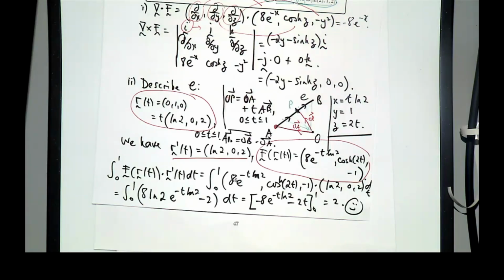Okay, so a little bit long, but as long as you keep track of everything, there's three important things: the parameterization, the derivative, and the F, and then you dot them together. Questions?